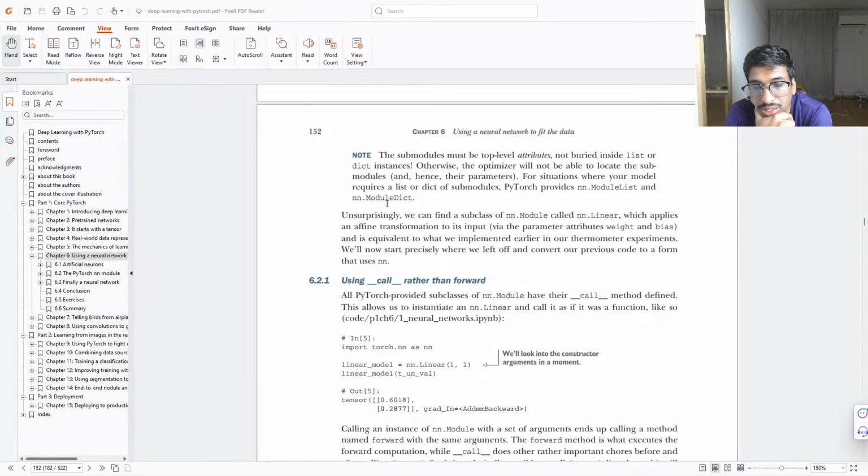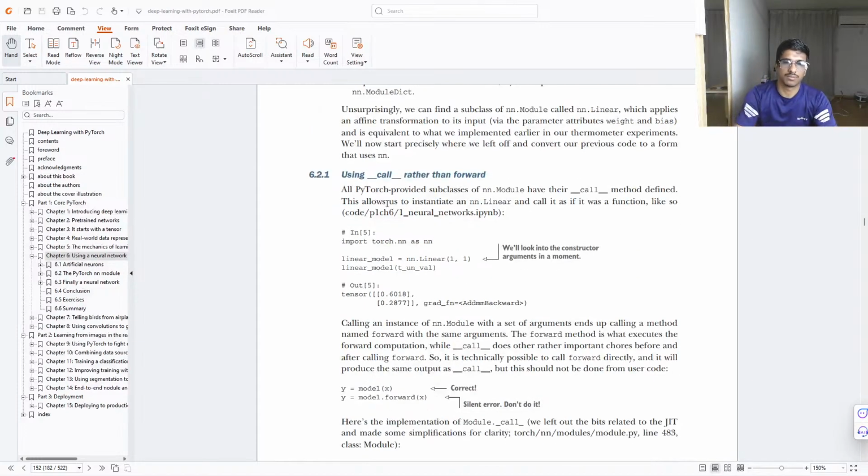We'll now start precisely where we left off and convert our previous code into a form that uses nn.Module, using call rather than forward. All PyTorch-provided subclasses of nn.Module have their call method defined. This allows us to instantiate an nn.Linear and call it as if it was a function. Okay. Import torch.nn as nn.